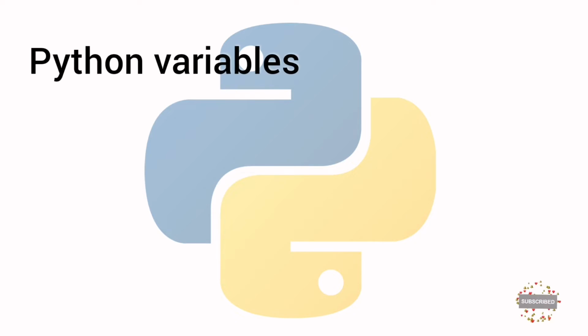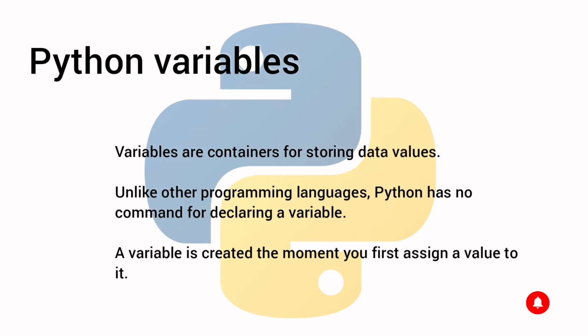Hello everyone. So in this lecture we are going to see Python variables and how to create them. Variables are containers for storing values. Unlike other programming languages, Python has no command for declaring a variable. A variable is created the moment you first assign a value to it.